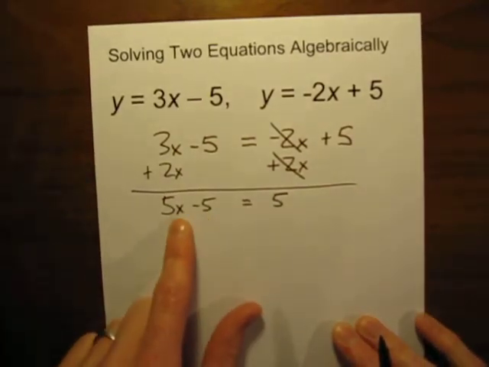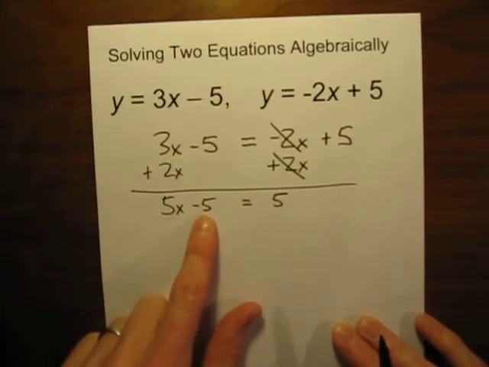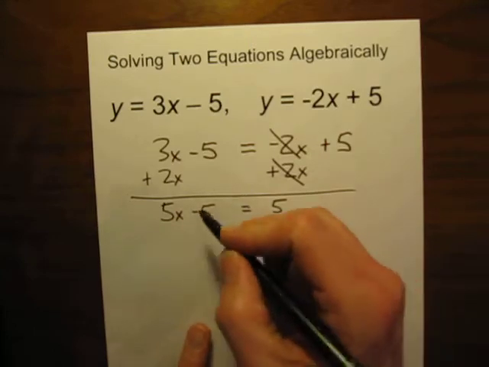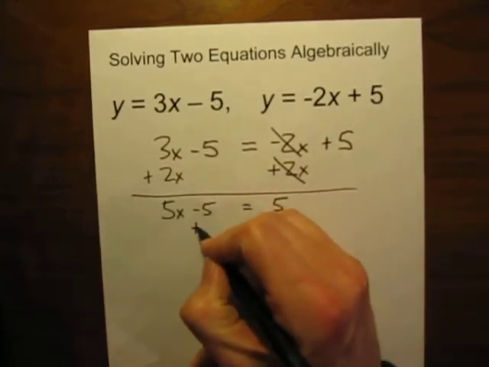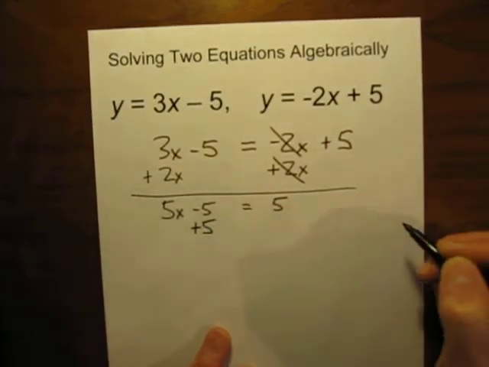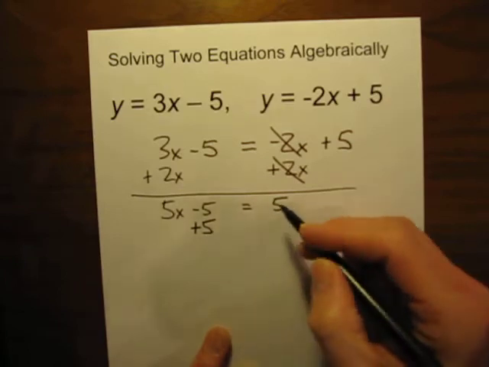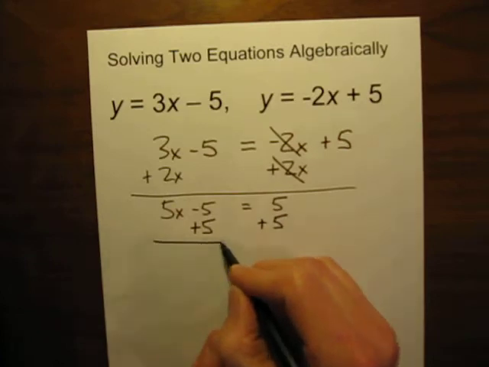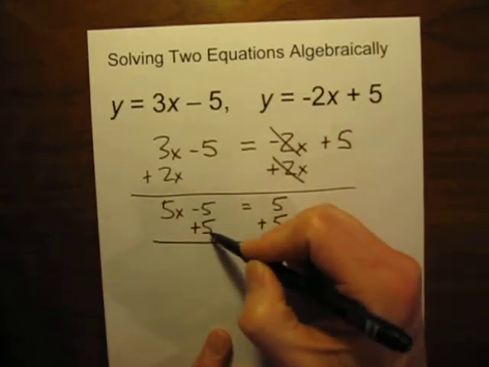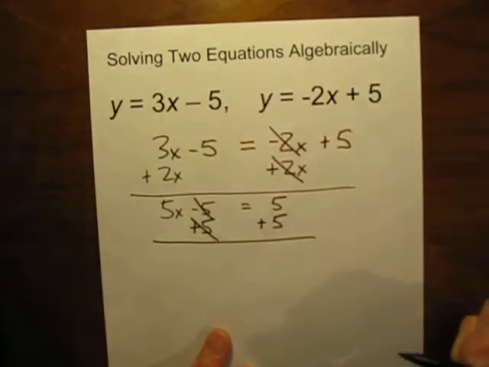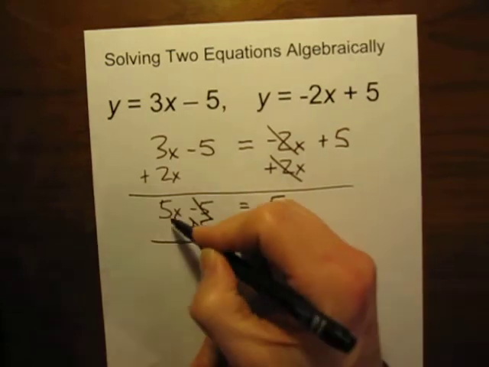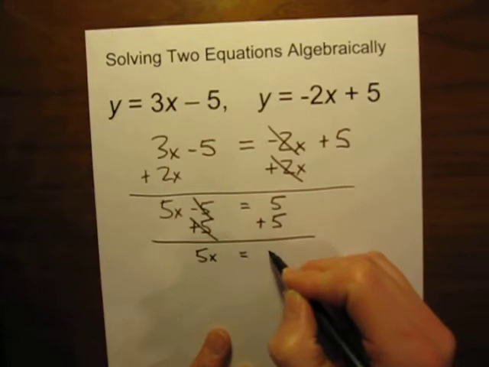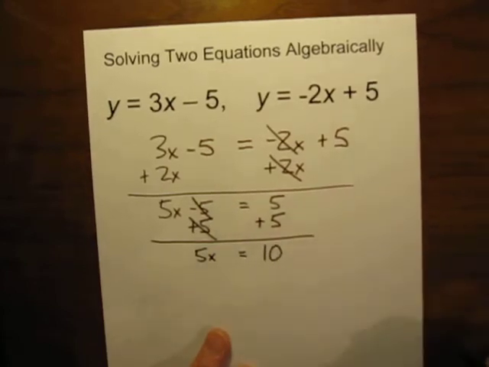Now we want to get this x all by itself. So we want to get rid of the minus 5 and we want to get rid of the times 5. Let's start with the minus 5. The opposite of minus 5 is plus 5. If I'm going to add 5 to one side of the equation, I need to make sure I add 5 to the other side of the equation. Negative 5 plus 5 cancels out. What's left? Well, 5x is left over here, is equal to 5 plus 5 is 10.